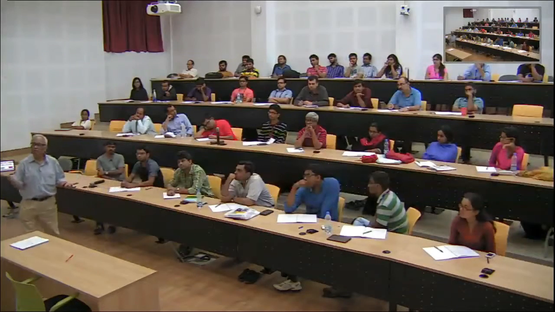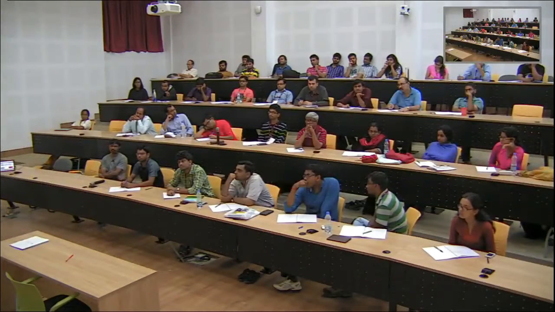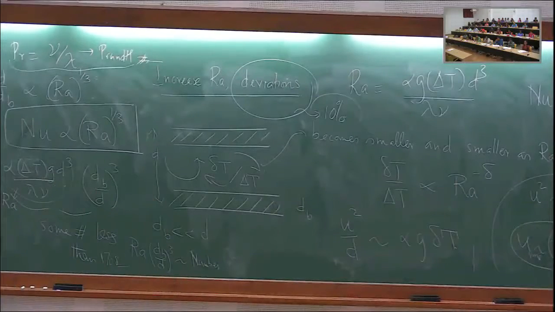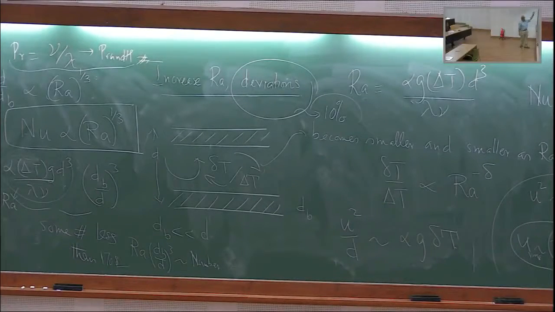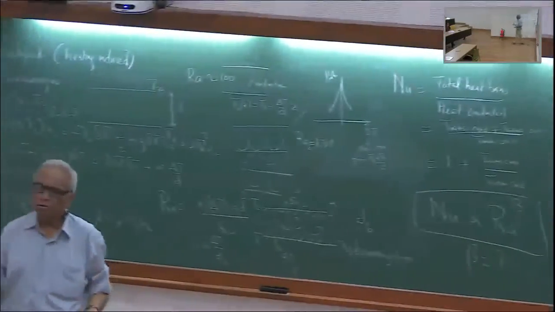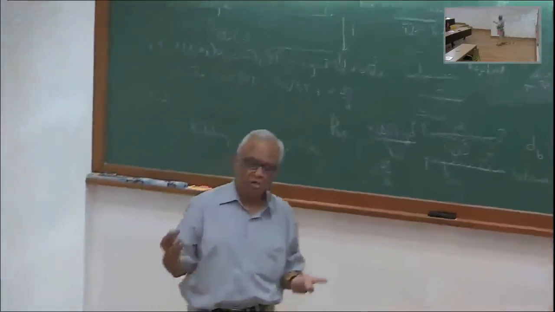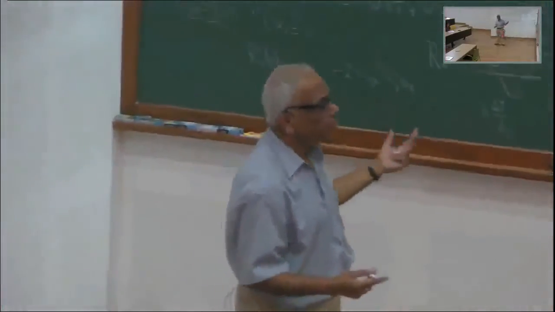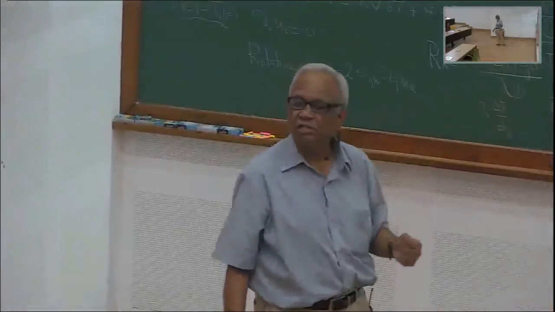Around the critical Rayleigh number, I can't tell you anything because it is far more complicated. The zone from here to there is absolutely problematic. If you want to do it calculationally, you have to do numerics.